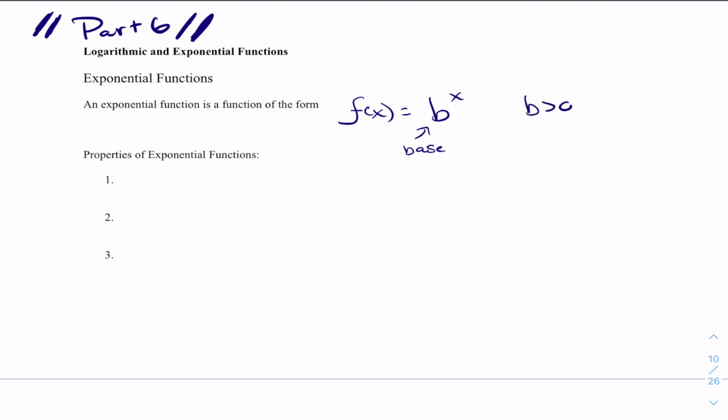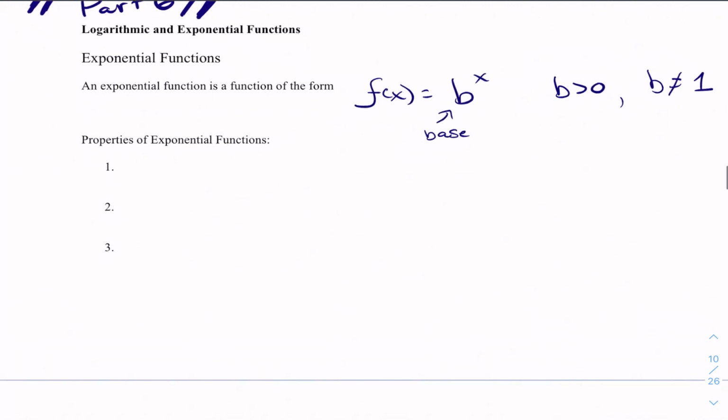Do note that the base has to be greater than 0, and if it's equal to 1, then it is just itself over and over and over again, so it's not an interesting function. Therefore, we restrict the base to be positive and not 1. So with that, we can look at some basic properties of exponential functions.